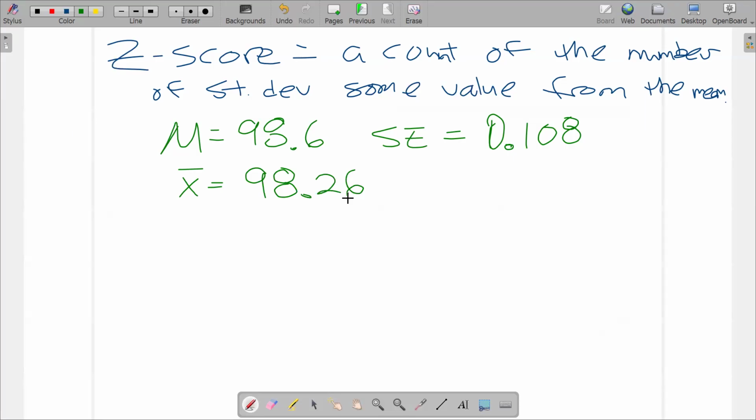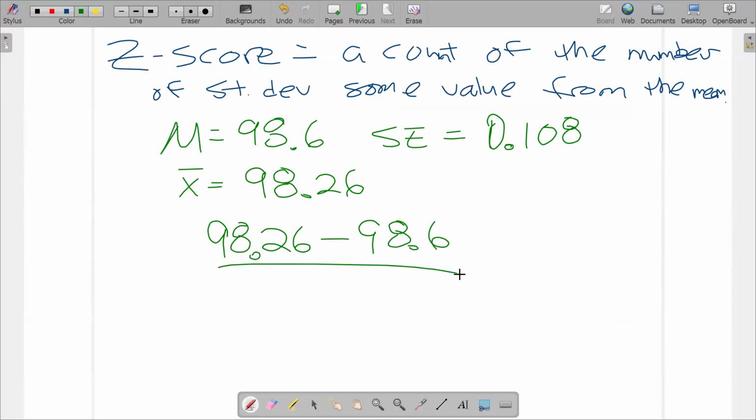So to find the z-score there, I would just see first how far apart are the two means. So I would take the 98.26 from the sample, subtract the 98.6 from the null hypothesis. So that tells me how far apart they are. And then I just say, okay, how many of these fit in there? So then divide by the standard deviation. And that'll count how many standard deviations apart they are. Let's whip that calculation out. Whip out a calculator, please. What is the z-score for this sample?